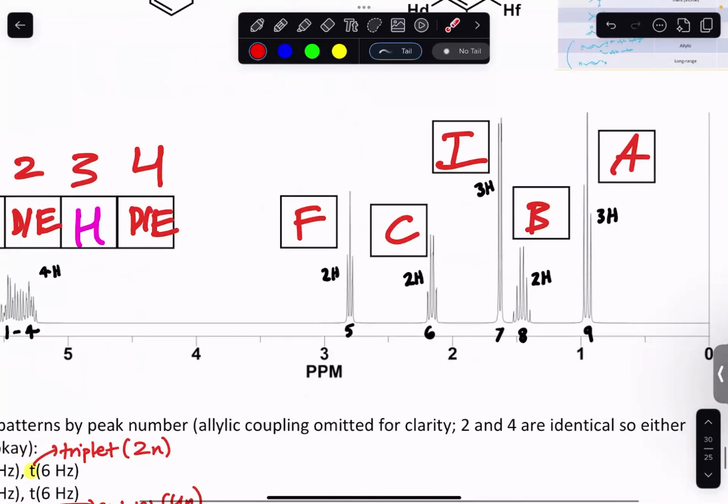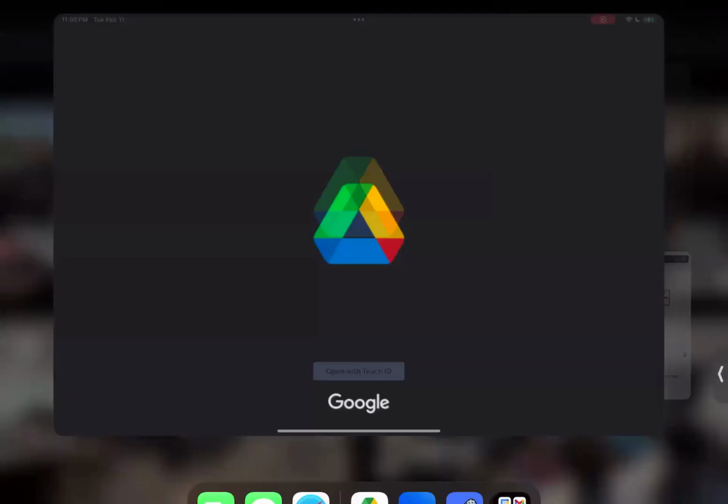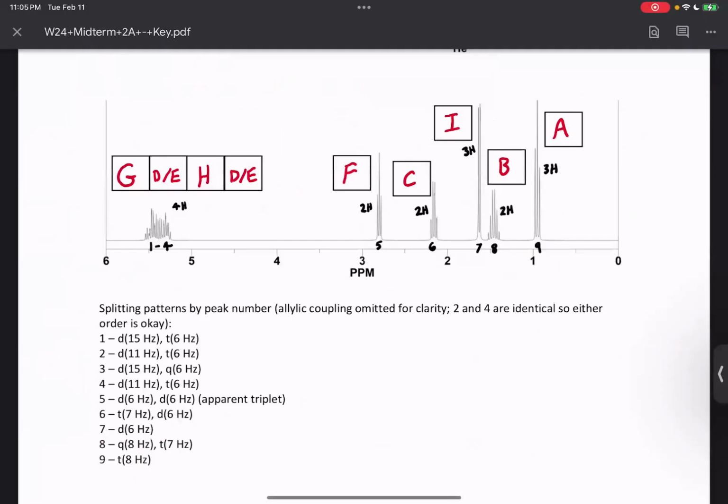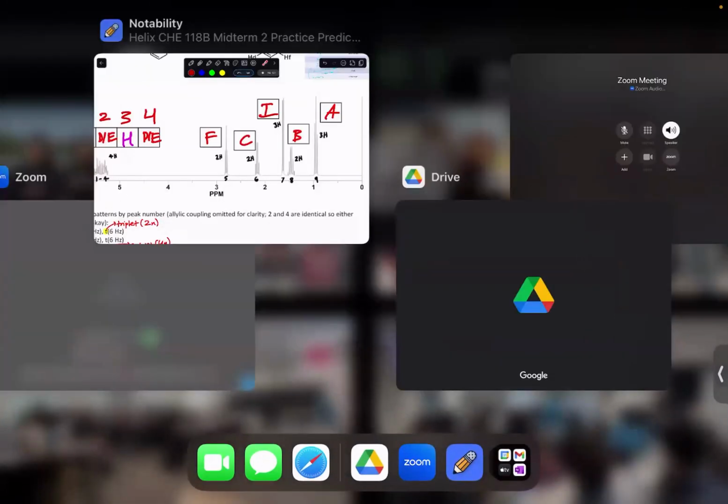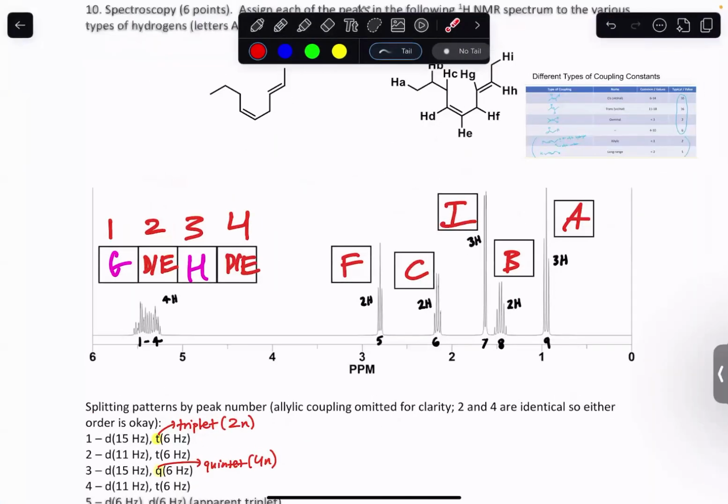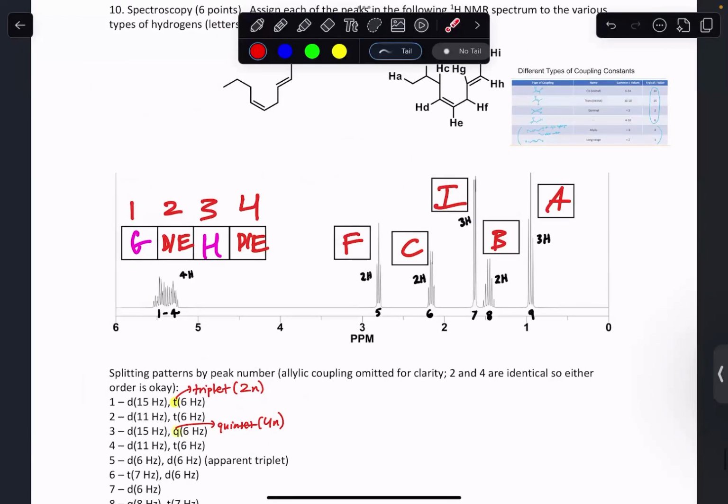But did we get everything else right? FCIBA, FCIBA, FCIBA. Yes, we did. Okay, that's good. Any questions on how I worked through this problem or how we got to these peaks right here?